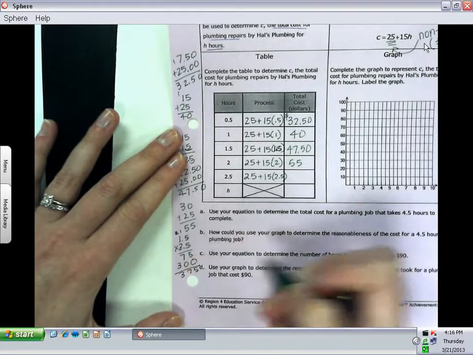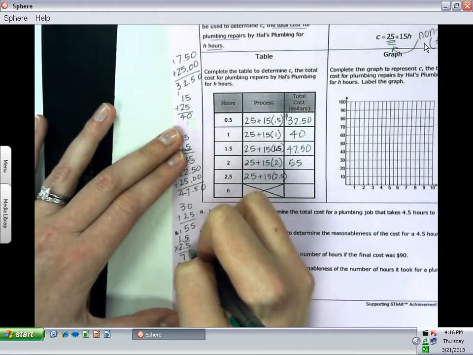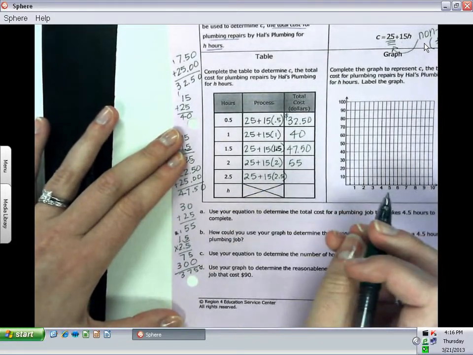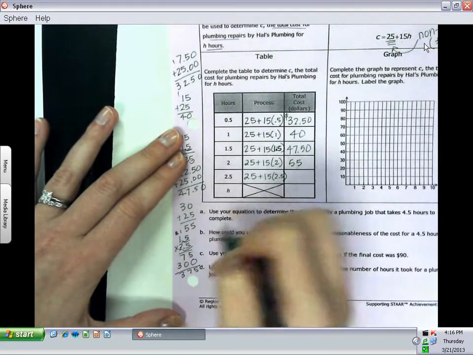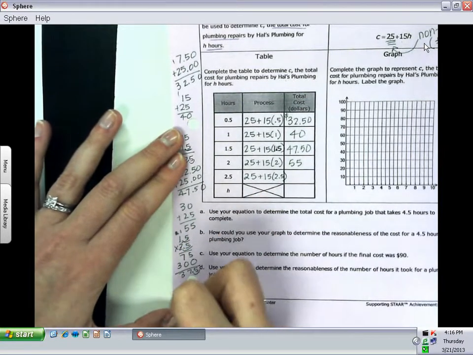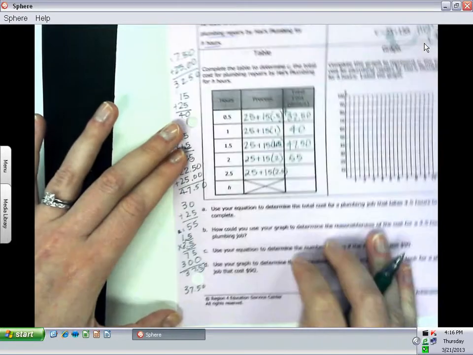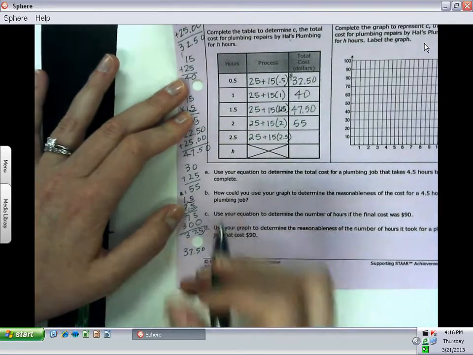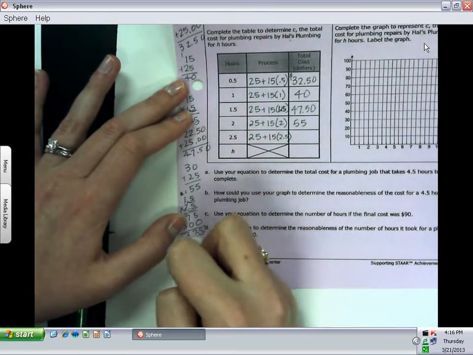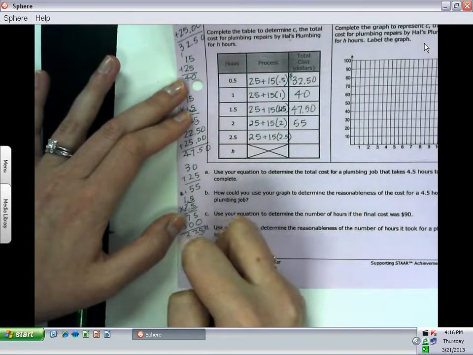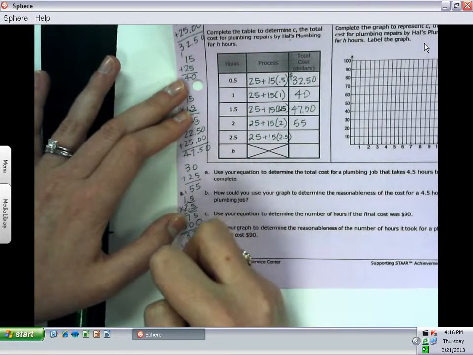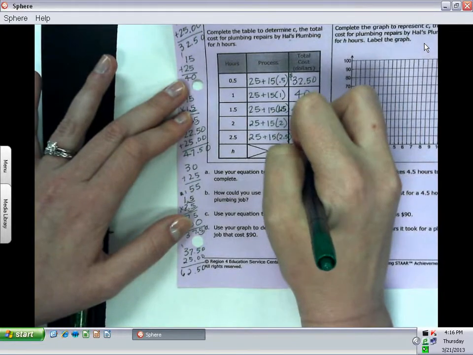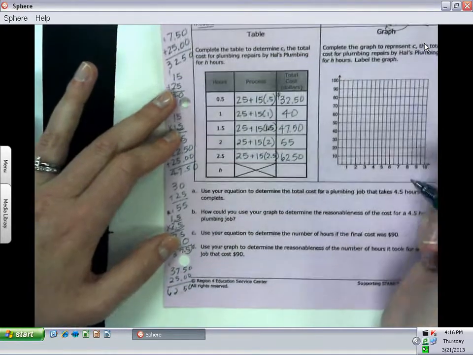So it gives me 375, but then I have one, or not that one, sorry. One number behind the decimal, so that's $37.50. But you also have your $25 fee. So it's $62.50. And again, it's increasing every time.